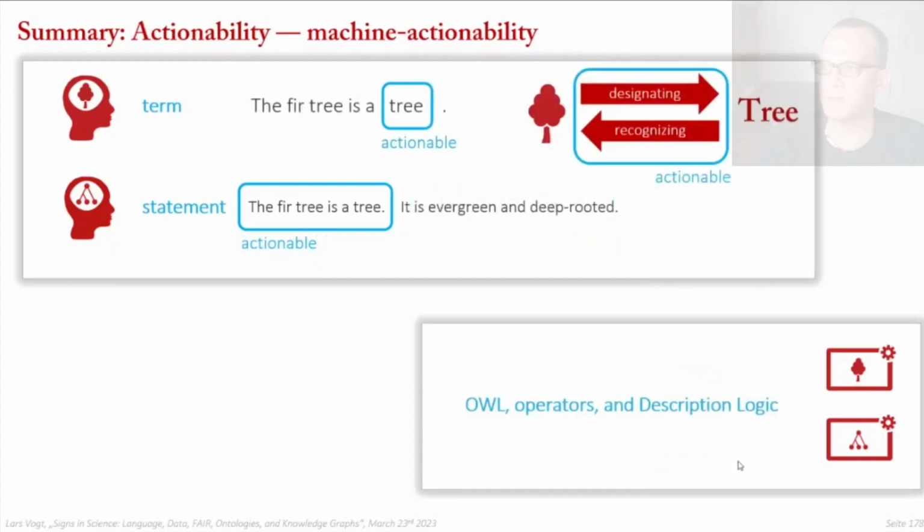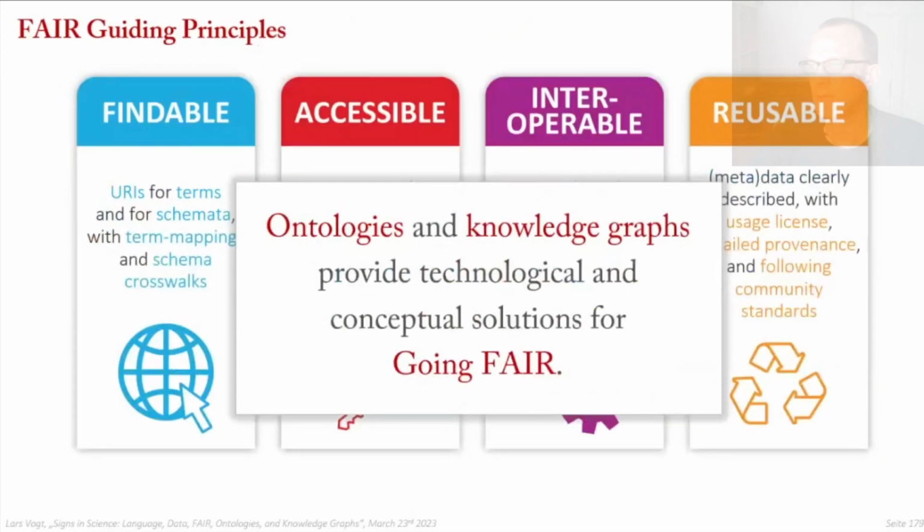And then finally, for the machine actionability of data and metadata, we need the Web Ontology Language, we need operators and description logic. And the more defined operators we have for a certain type of URI, the more machine actionable that specific type of URI becomes. And then we talked about the fairness of data and metadata and how ontologies and knowledge graphs provide technical and conceptual solutions for going FAIR.